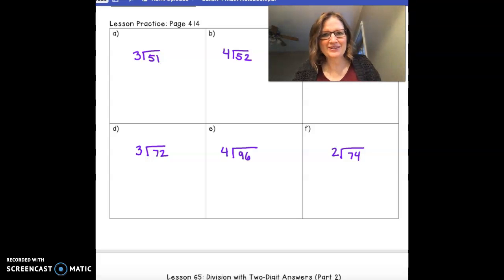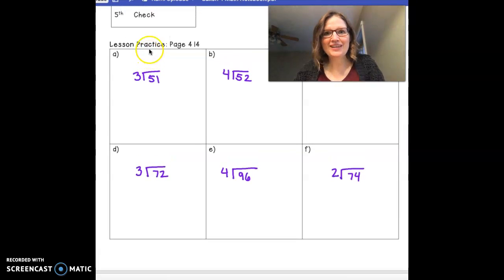This is going to be so good for you because the practice is what's going to make this easy. But it will only get easy when you practice. So let's dive in. 51 divided by 3.